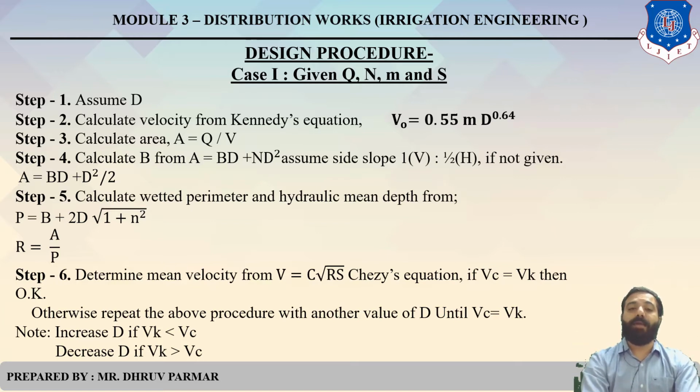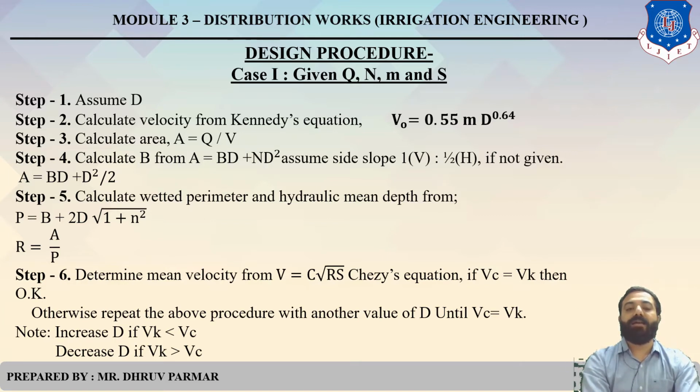So in step one, first of all, you assume that particular depth, which is near about range 2. Clear? Otherwise, we can say 1.72 or 2.3. This is a range to assume D. Then the second step is to calculate velocity from Kennedy's equation. So what is the formula of Kennedy's equation? V equals 0.55 m into D raised to 0.64.